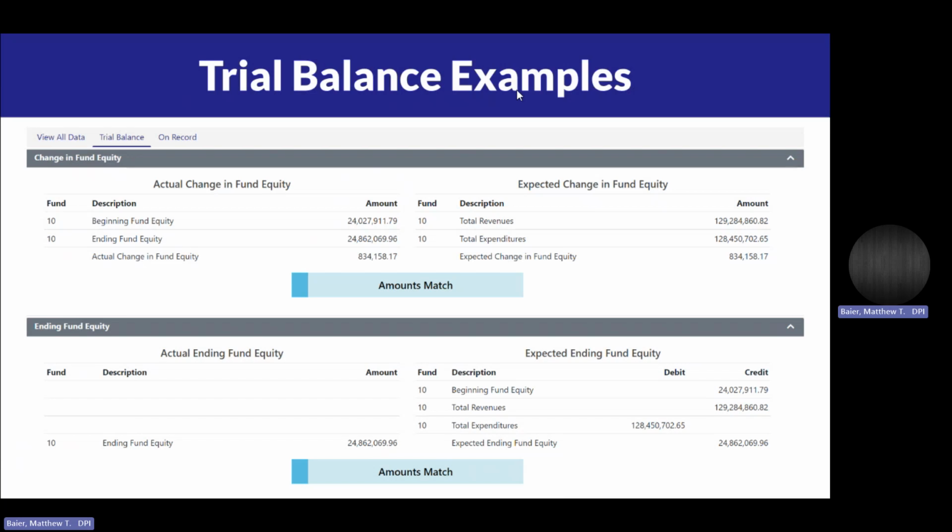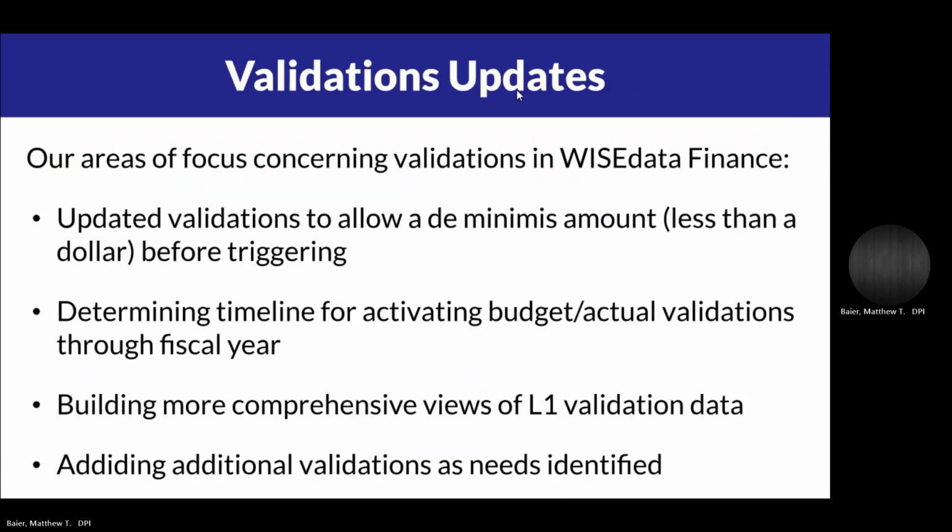And we look at, well, here's how much revenue you had come in. Here's how much you expended. The change in equity should be the same. We continue to work with LEAs and business offices so we can determine when we want to actually have some of those validations in the system turn on and actually be active or not active. We have validations for both budget data and actual data.